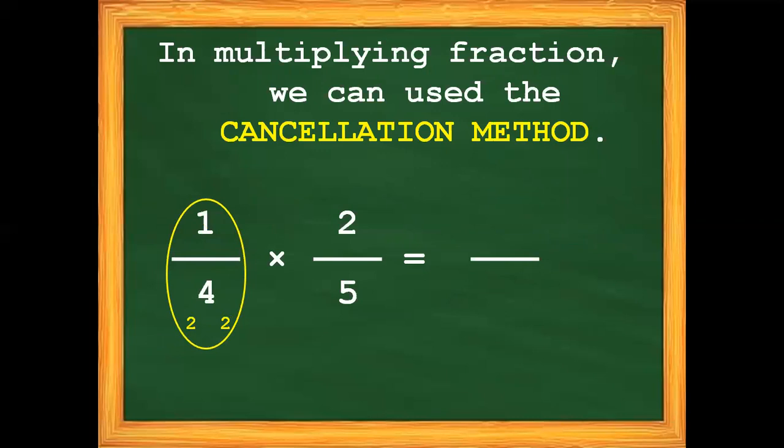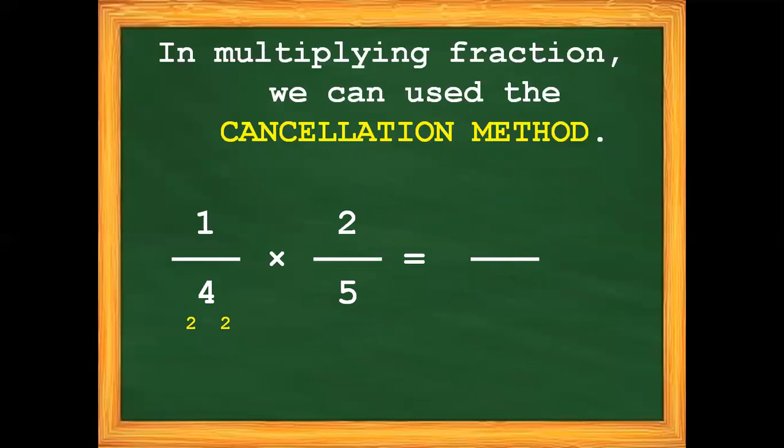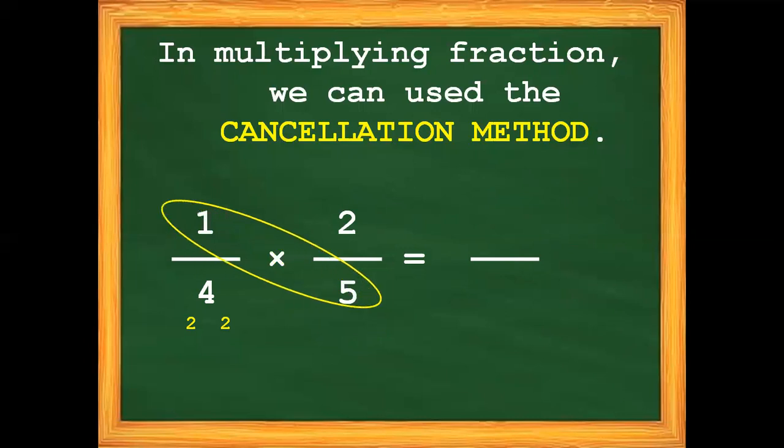In this case, do we have common factors between 1 and 4? None. So it means we cannot cancel any number from 1 and 4. How about 2 and 5? Do they have the same common factor? None. So we cannot cancel any number from 2 and 5. How about 1 and 5? Do they have a common number to be cancelled? None.